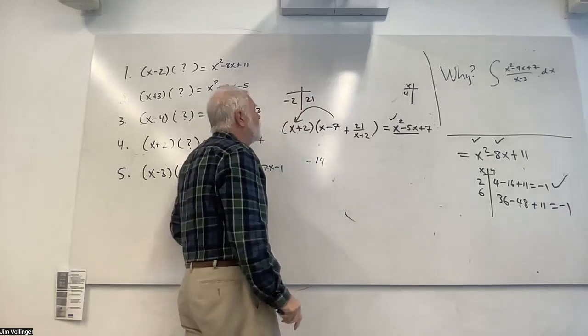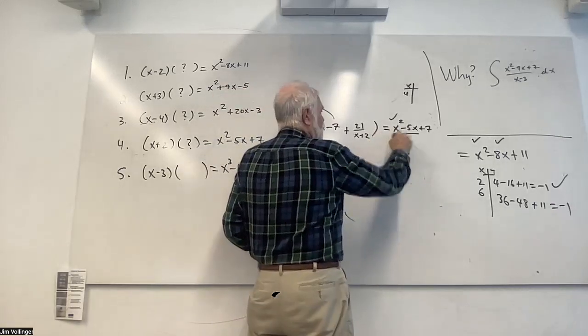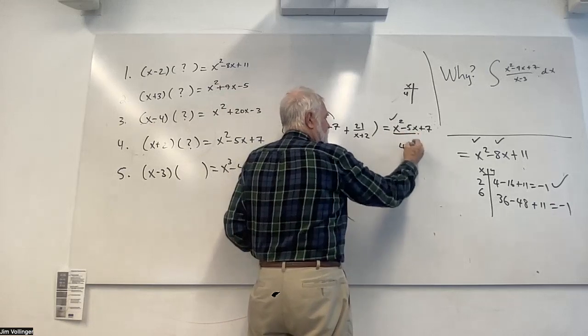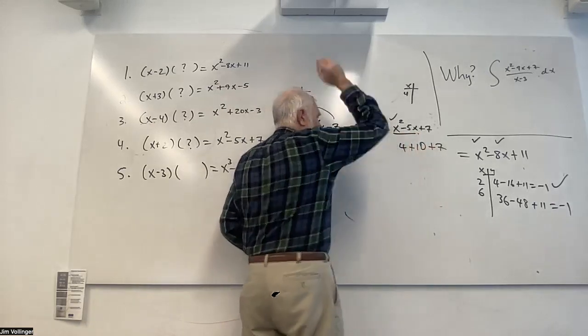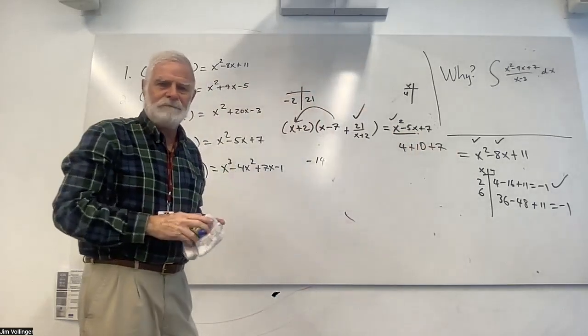the parentheses. So negative 2 squared is 4. Negative 2 times minus 5 is positive 10. 14 plus 7, 21. I'm moving on.